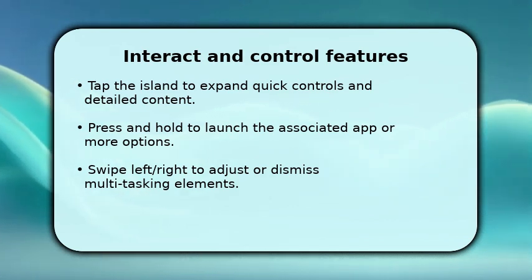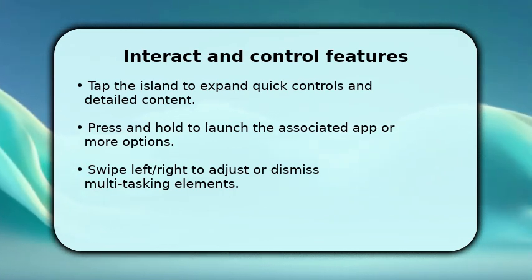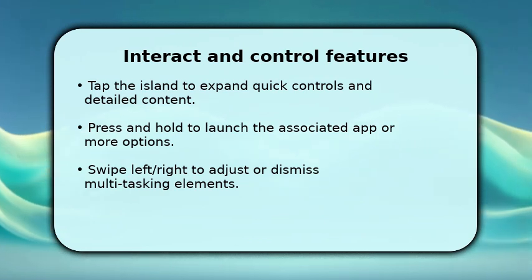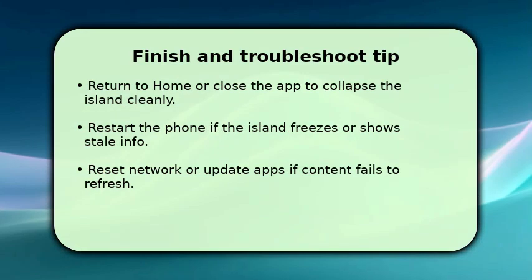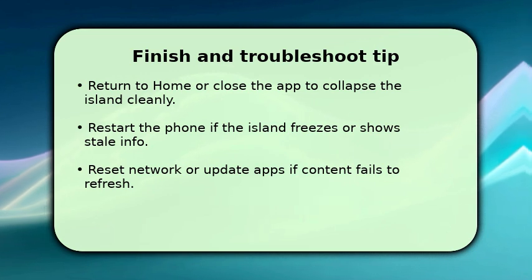If multiple activities appear, swipe left or right to cycle or dismiss them, and make sure to watch subtle animations. They indicate priority and help you predict what action will follow. To finish, close or return from the active app so the island collapses back to its default state. This keeps the top of the screen uncluttered.